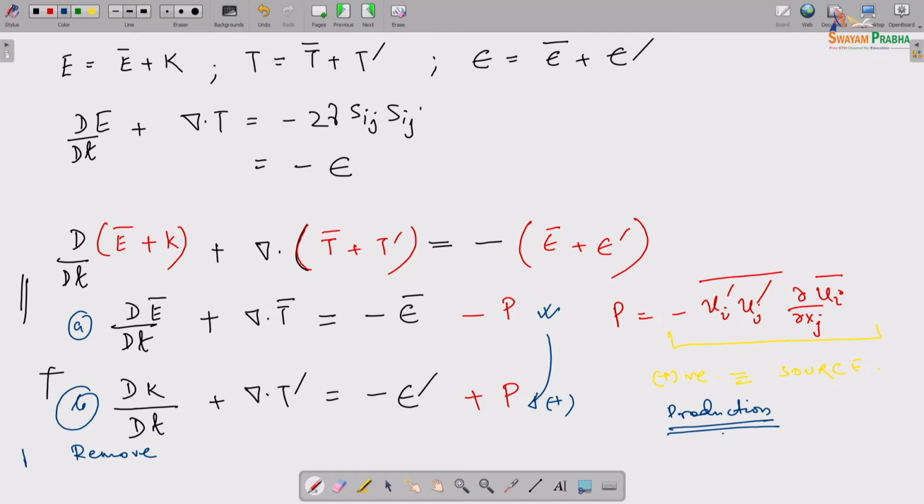Okay, so I can write that. What the production is actually doing is this: P essentially removes kinetic energy from the mean flow and adds it to the fluctuating flow.